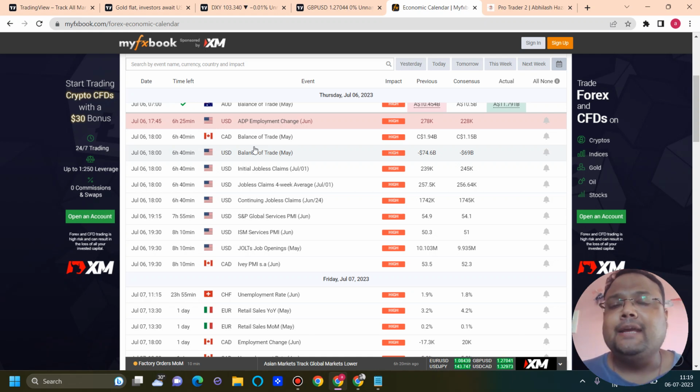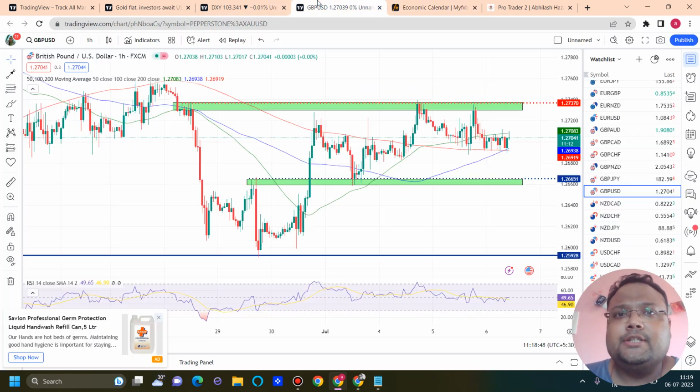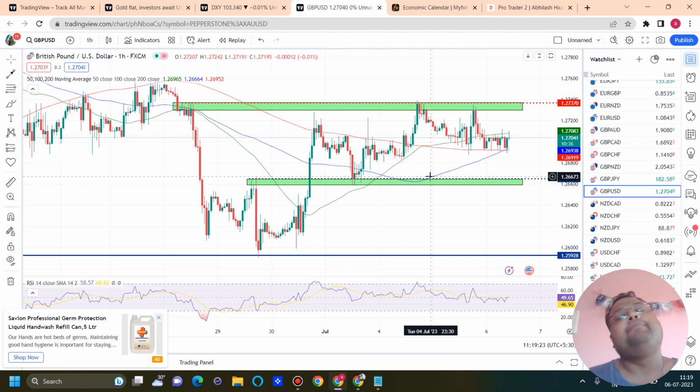After the news, anything may happen, because fundamentals will come into the scene. Fundamentals will dominate the market. But before the arrival of fundamentals, if you see a breakout or breakdown, try to avoid it. Not only in GBP USD, it is applicable for all the US dollar pairs.